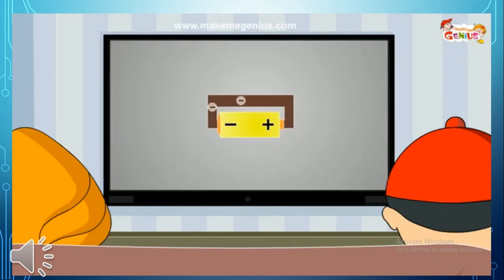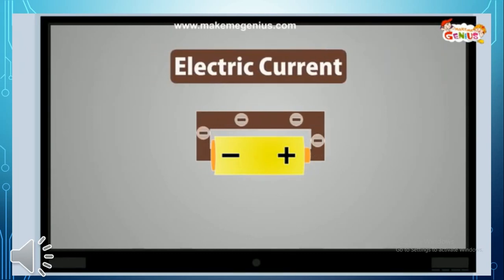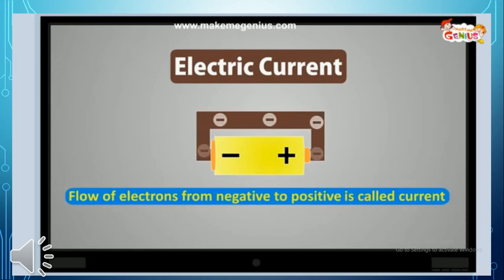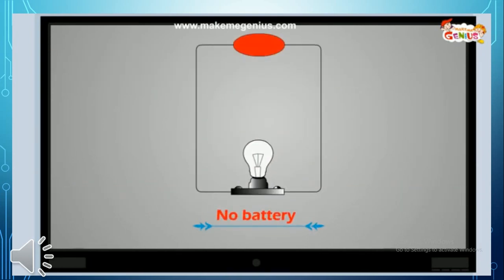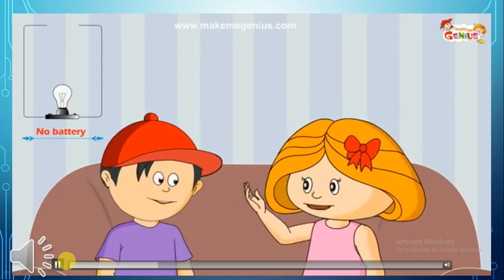When electric charges move in a wire, we say that an electric current flows in the wire. It's like the way a current of water flows in a river. Yeah, it is like a constant flow of electrons through something. When a wire is connected to each end of the battery, electrons begin to flow from negative to positive. Yeah, from minus to plus. And this flow of electrons is called current. Now look at this. Hey, there is no battery in this. Yeah, if there is no battery, no electricity will flow.